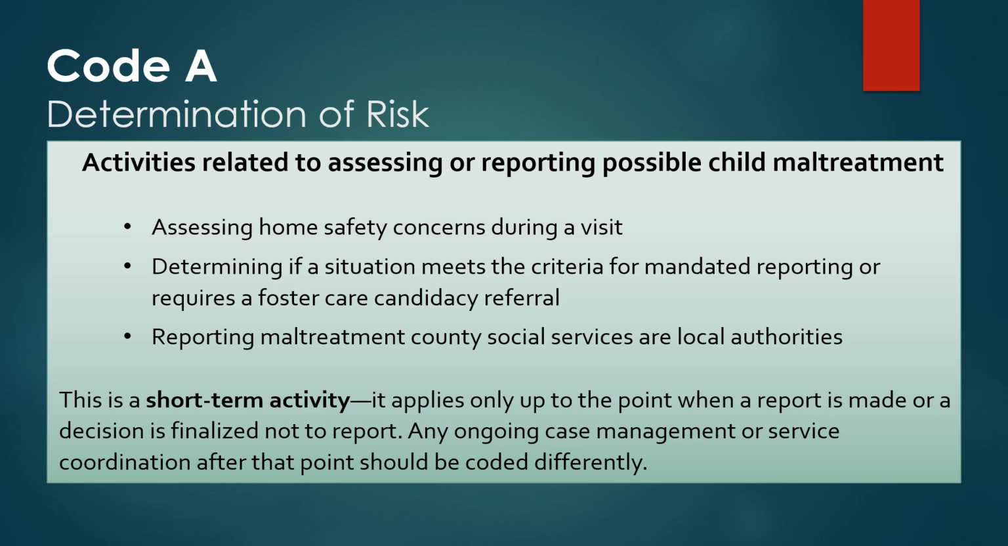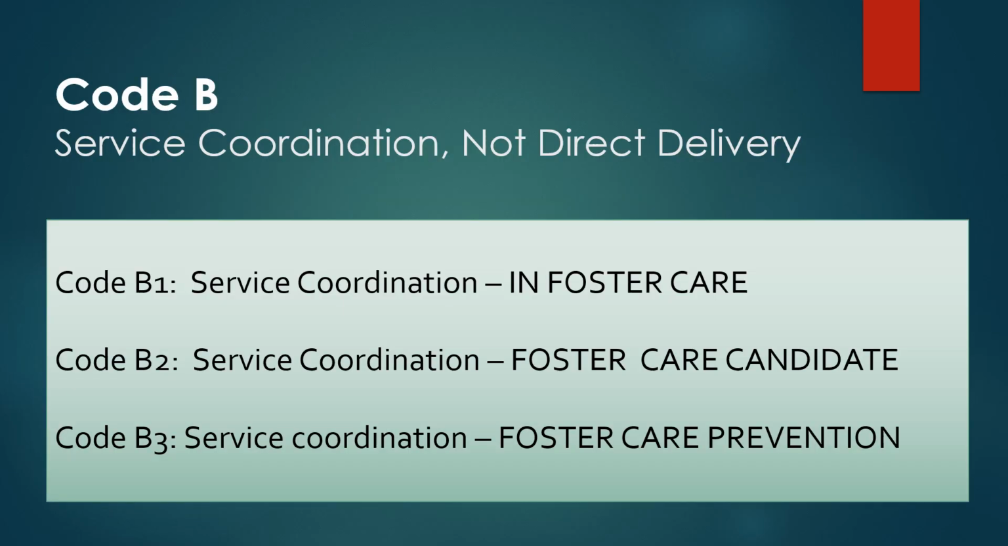It's important to note that this is a short-term activity. It only applies up to the point the report is made or decision is finalized. After that, ongoing case management or service coordination would fall under a different code depending on the type of activity. Code B is used for service coordination, not direct service delivery. This code covers coordination work such as when you're helping align services or supports for children who are in foster care or a foster care candidate.